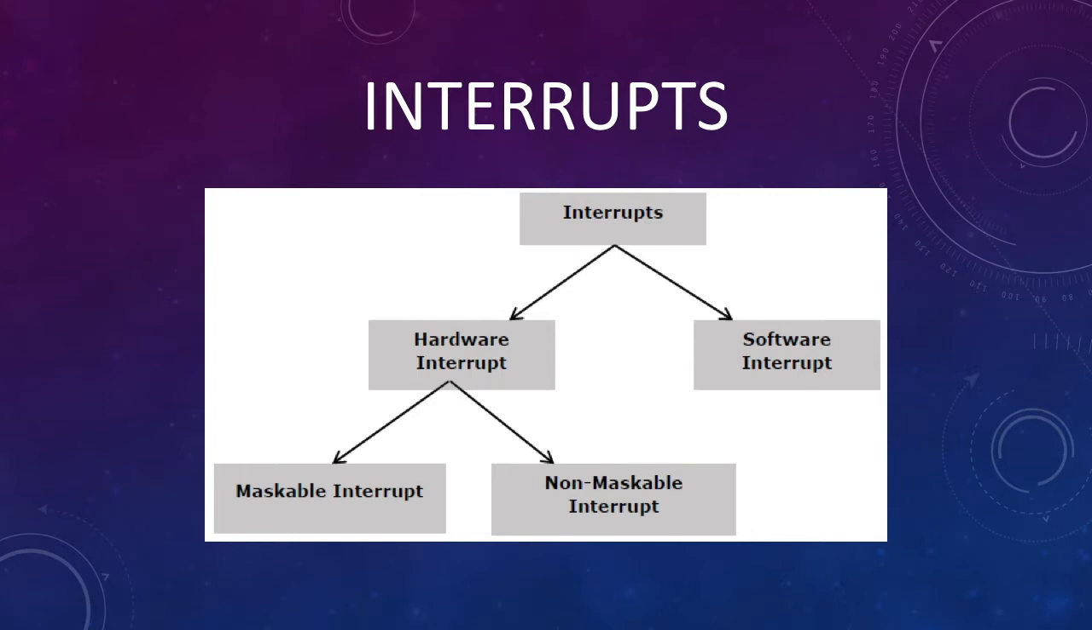This shows the different types of interrupts. We have hardware interrupts and software interrupts. Hardware interrupts are the interrupts which are coming from the peripheral devices, generated by the peripherals, and software interrupts are generated by the instructions written in the microprocessor. Maskable interrupts are interrupts which can be disabled, and non-maskable interrupts cannot be disabled. If that interrupt comes to the processor, it is to be served.